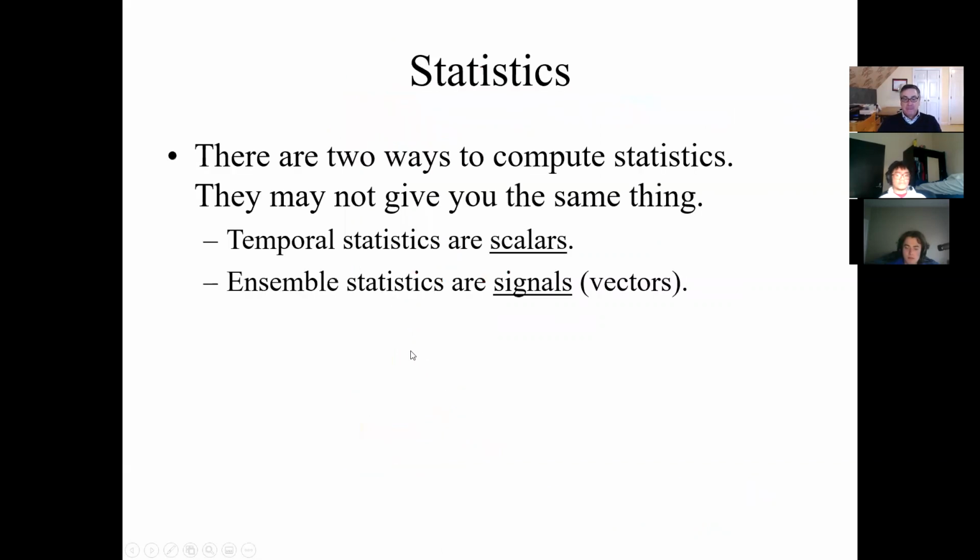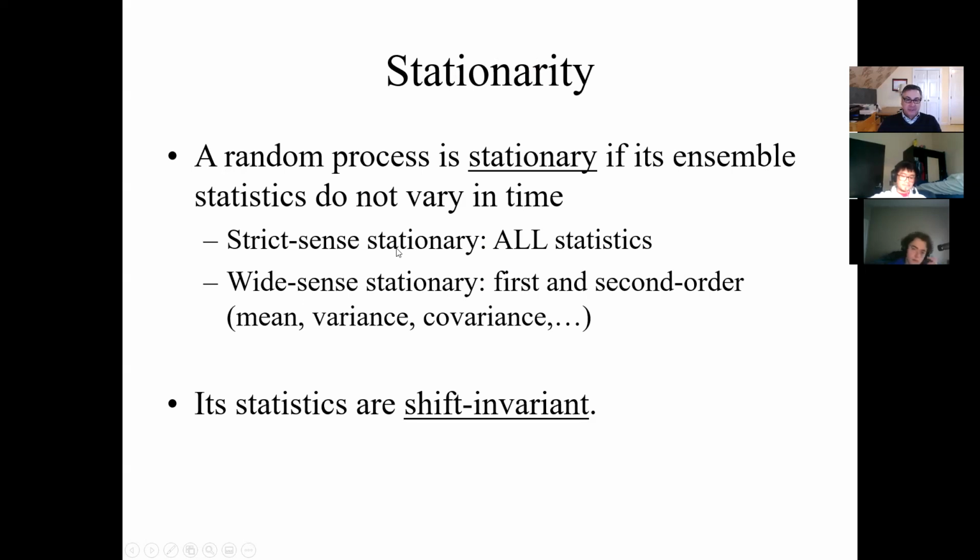Okay. And people in the random process world will talk about strict sense stationary, which is like everything, or wide sense stationary, which is about as far as we care, which is going to be the first and second order statistics, which is mean, variance, covariance. Okay. And that's all we're going to care about. So when we say stationary, we really only mean that or care about that to second order.